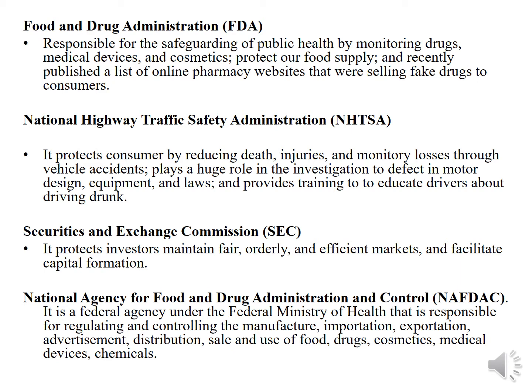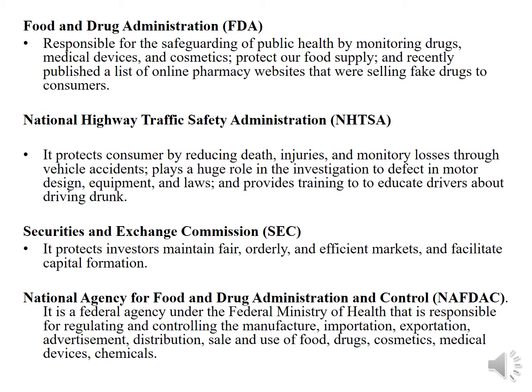Securities and Exchange Commission, or SEC. It protects investors, maintains fair, orderly, and efficient markets, and facilitates capital formation.